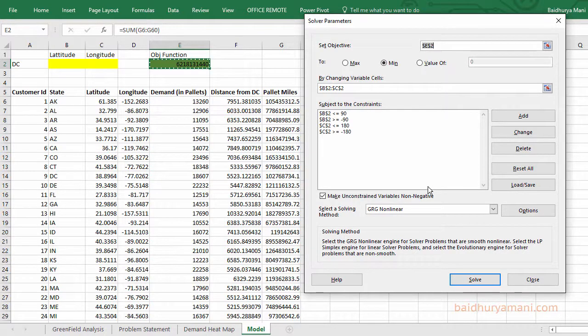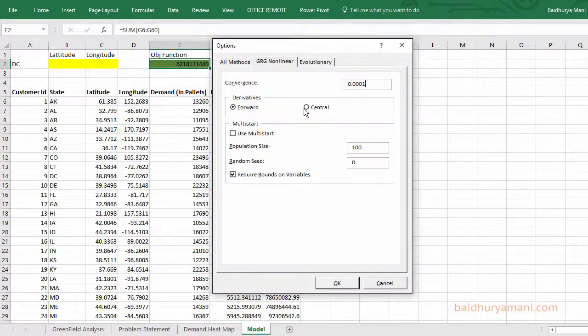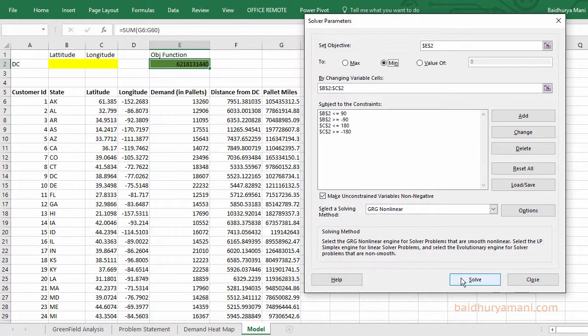If you would have carefully looked at the distance formula, you would have observed that this is a non-linear function. It is a non-linear function because it includes functions like square root and sine and cosine. All these functions are non-linear, and hence the distance calculation is also non-linear. So we'll use the GRG non-linear solver engine to solve this problem. Before actually solving the problem, let's check the options. In GRG non-linear, we need to select central because this will give us better result, and we need to select use multi-start, as this will take multiple seed values and will give us a globally optimized solution. So let's press OK and let's now press solve.